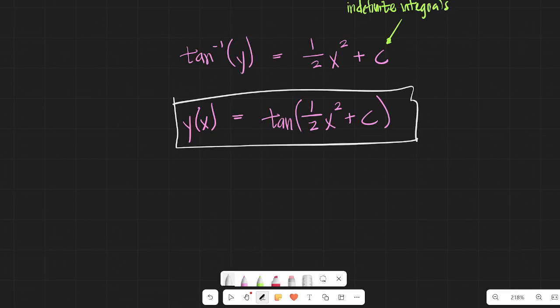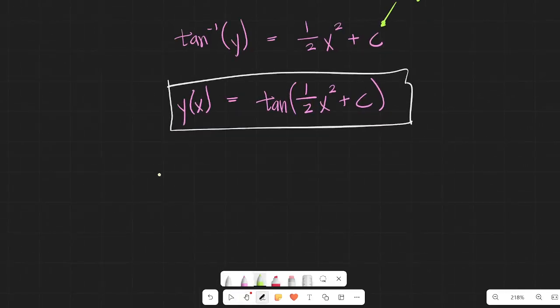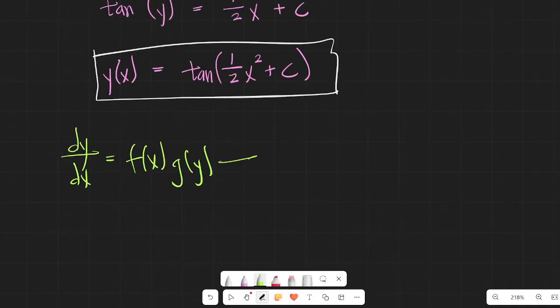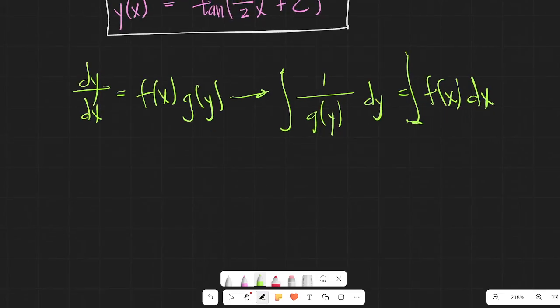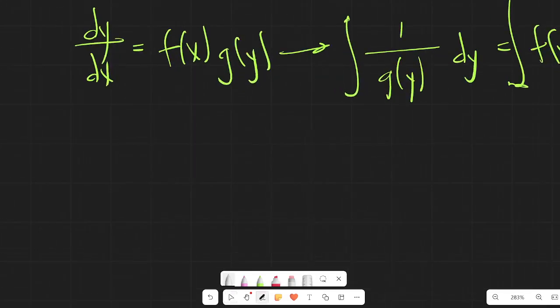So basically, the general steps that we took here: like I said, we started off with dy/dx equals f of x times g of y. Separating the variables gave us 1 over g(y) dy equals f of x dx, and then we just integrate. That's essentially the general steps that we took. So let's just do a quick example. I'll make it really basic since this is one of the first ones that we'll be doing.